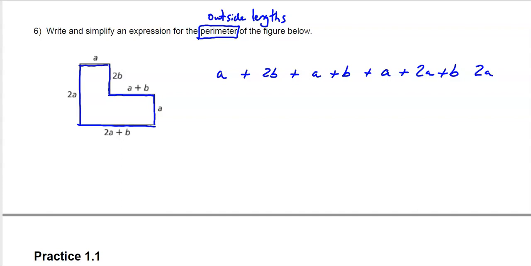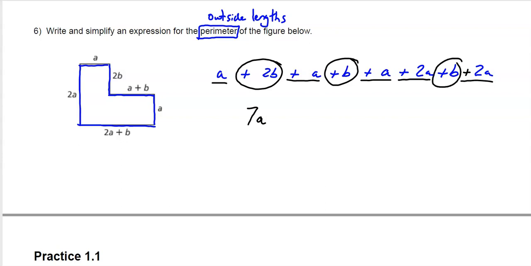Now we just got to go through, we got to collect everybody. So talking about the A's, I got 1, 2, 3, 4, 5, 6, 7, I believe, A's. And then if we go through our B's, we got 2, 3, 4 B's. So the expression that represents the perimeter there would be 7A plus 4B.